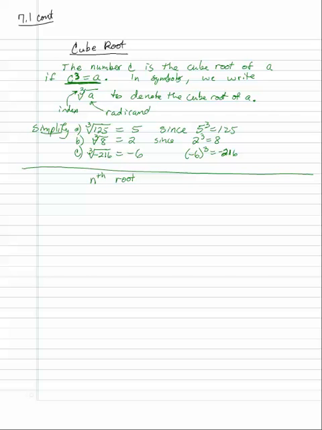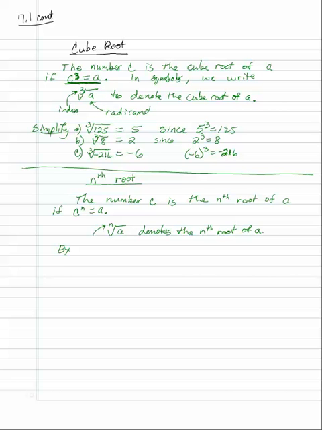And it turns out inside any odd power index, it's fine to have a negative inside. And then we can generalize it to any power, so nth roots. So just change the cube to n. So the nth root of a, again, the index tells us the power, and a is still the radicand. The number inside is still the radicand.